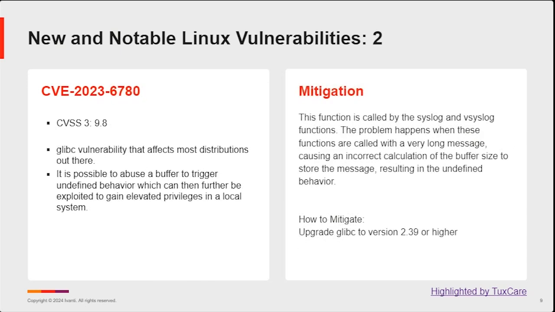Second Linux vulnerability for this month that we're looking at is CVE 2023-6780. It's a glibc vulnerability that affects most distributions out there. It's possible to abuse a buffer to trigger undefined behavior, which can then elevate privileges on the local system. So they've got a couple of things here where the attacker could call it by syslog or vsyslog. They give you a little bit of detail about that. And there's also some mitigations provided if you get your glibc version to 2.39 or higher to reduce the possibility of exploiting this type of vulnerability.